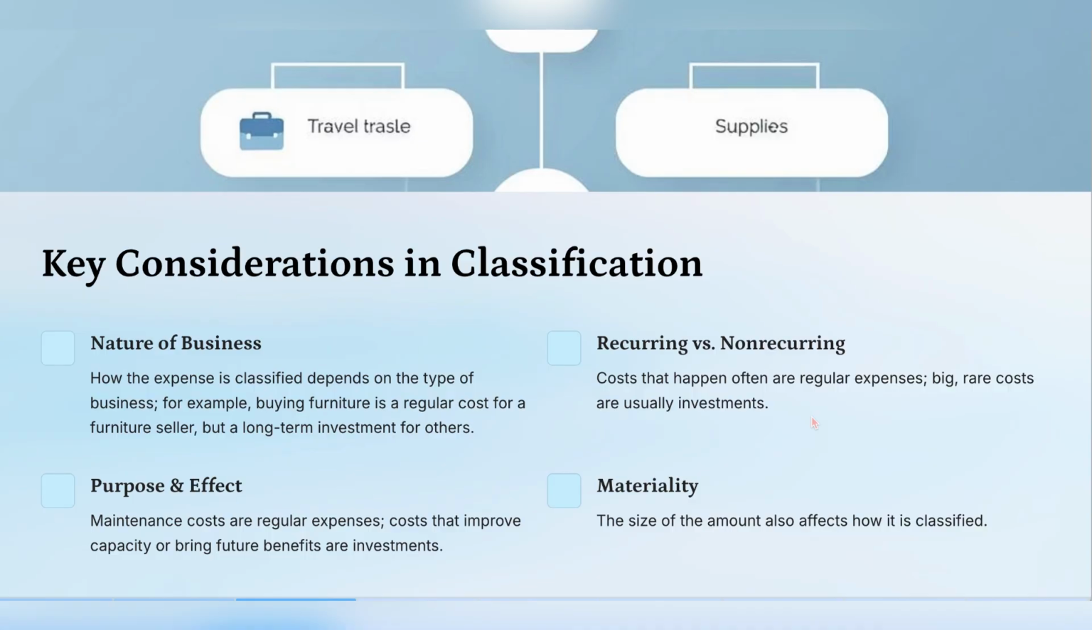If the expense is on a recurring basis, for example, we are paying rent on a monthly basis, we are paying salaries to employees on a monthly basis, it is recurring in nature. So this is classified as revenue expenditure.